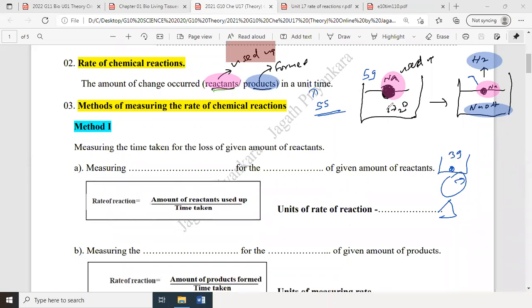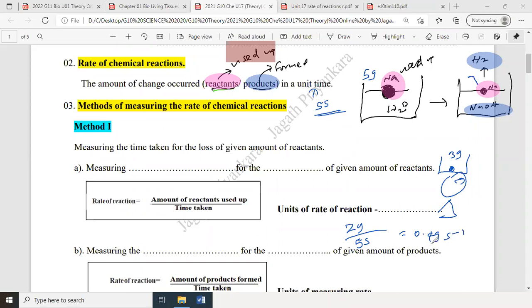Say only 3 grams left. What is the amount utilized? 5 minus 3. You add 5, then only 3 grams left. The reactant, that means 2 grams used up. 2 grams utilized in 5 seconds. Then you divide 2 grams by 5 seconds. You get what? 0.4 grams per second.